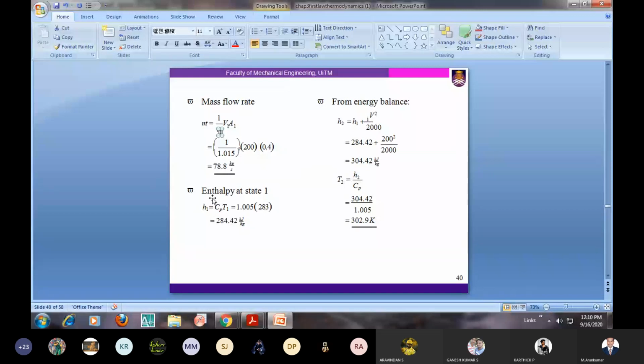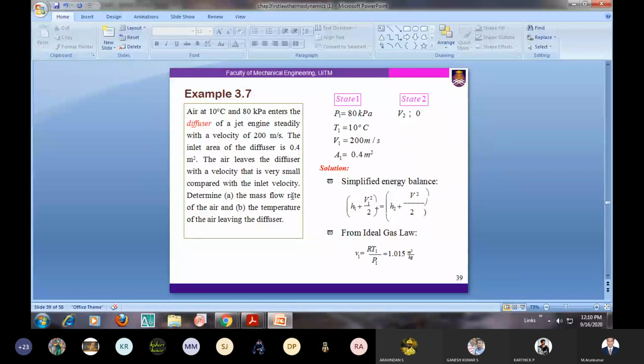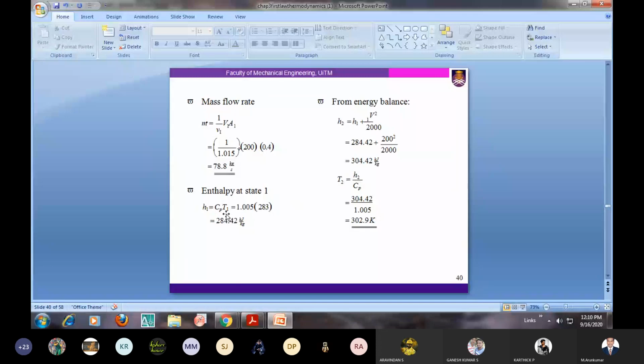Then if you want to find the enthalpy, that is H1, we can directly find it from the equation dh equals Cp dT, so H1 will be equal to Cp into T1. This Cp value can be taken as you can check from the table. Then the T1 value is given, it's 10 degrees Celsius. You have to convert it to Kelvin, and if you substitute, we can get the H1 value.